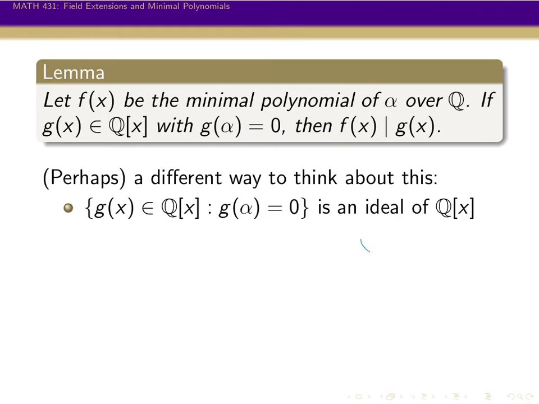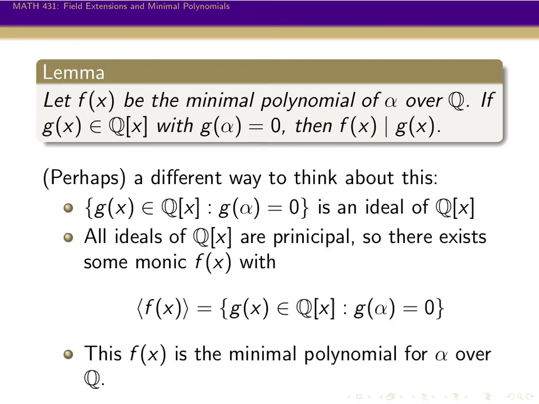If you have two polynomials and alpha is the root of both of them, then you add them together, alpha is a root of the sum. And if you take something that has alpha as a root, multiply it by another polynomial, plug in alpha, you're still going to get 0. So it's not hard to see that this is going to form an ideal.